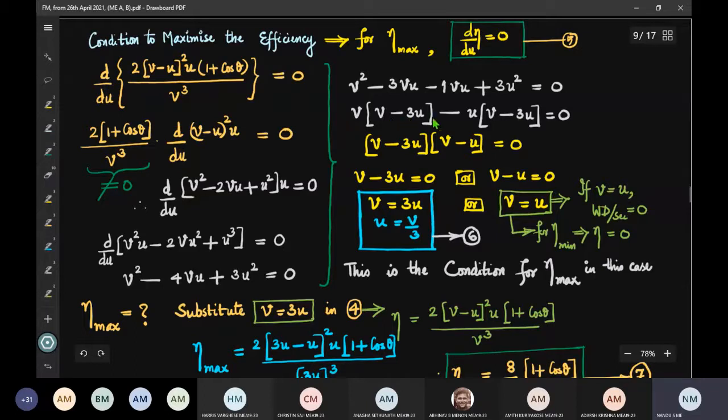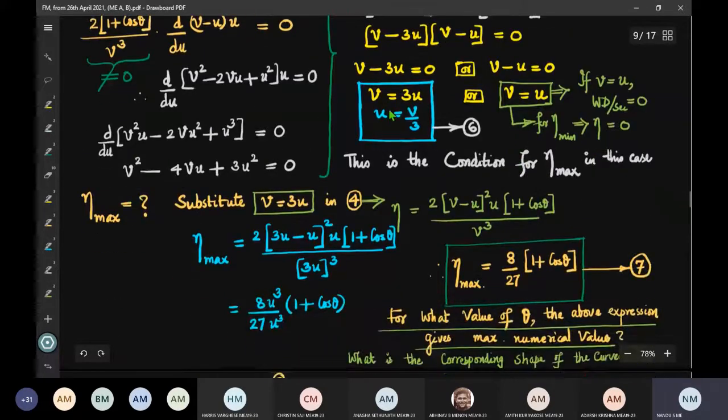So v minus 3u is now common. V minus 3u into, within bracket now, v minus u will remain. So (v minus 3u) into (v minus u) is equal to 0. So v minus 3u is equal to 0 or v minus u is equal to 0. In fact, we are getting two conditions. And out of this, we can rule out this possibility, that is v minus u is equal to 0.